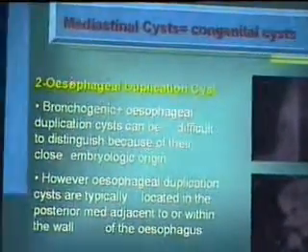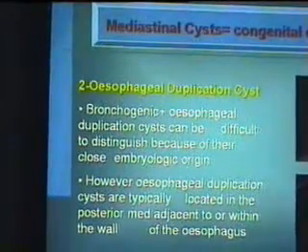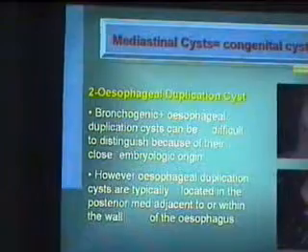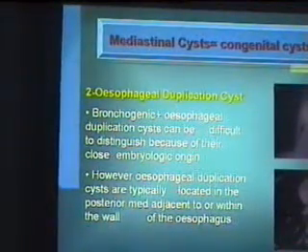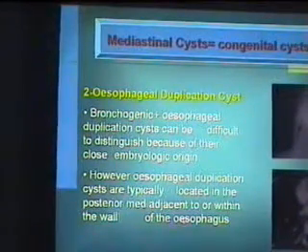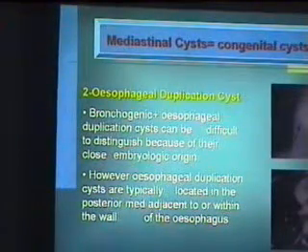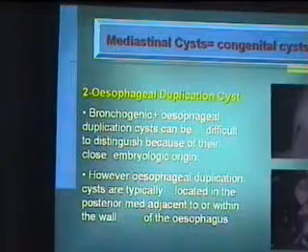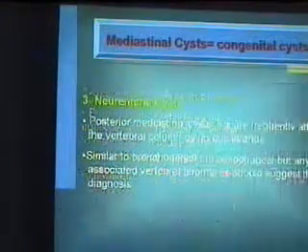So what does this slide say? That bronchogenic and esophageal duplication cysts can be difficult to distinguish from each other except for the location, because they are close in biological origin. However, esophageal duplication cysts are typically located in the posterior mediastinum or within the wall of the esophagus. Okay? They are usually far more common in the posterior mediastinum along the esophageal wall. Okay? This is on the right side.